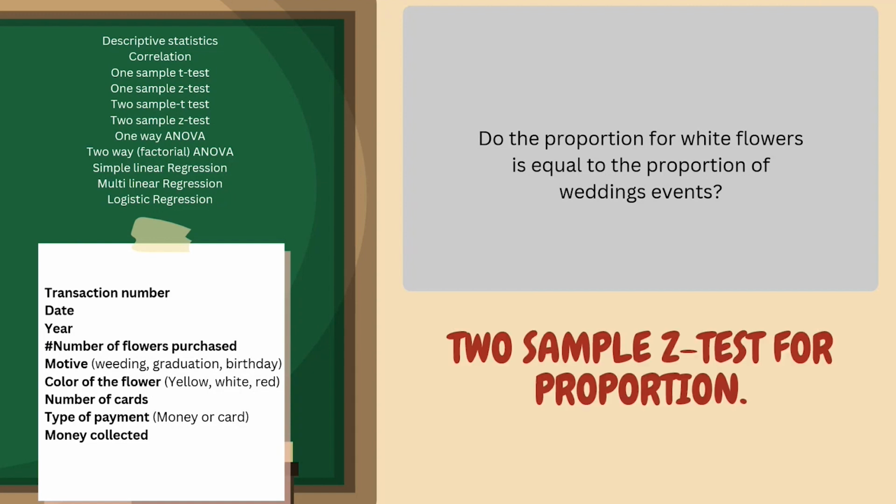Two sample z-test for proportion. It is a z-test because our sample is all the customers the shop has had, more than 30 for sure. It is two sample because we are using two columns of data, two variables, the color of the flowers and the events. And it is proportion because we are comparing proportions.